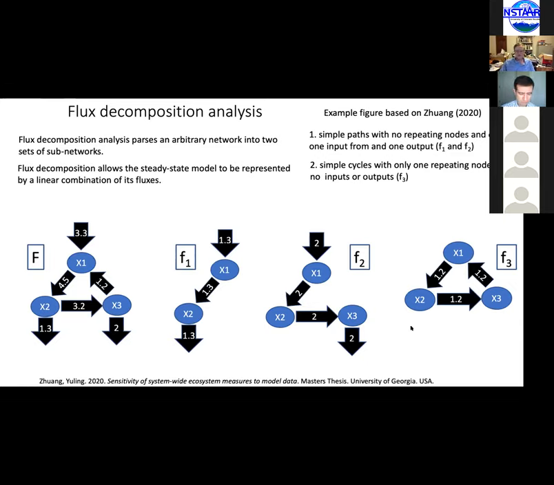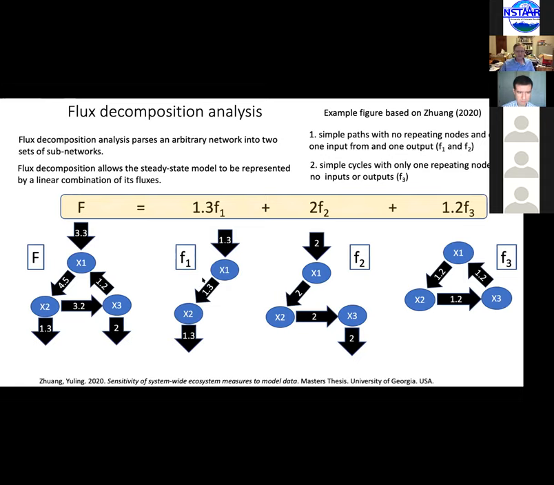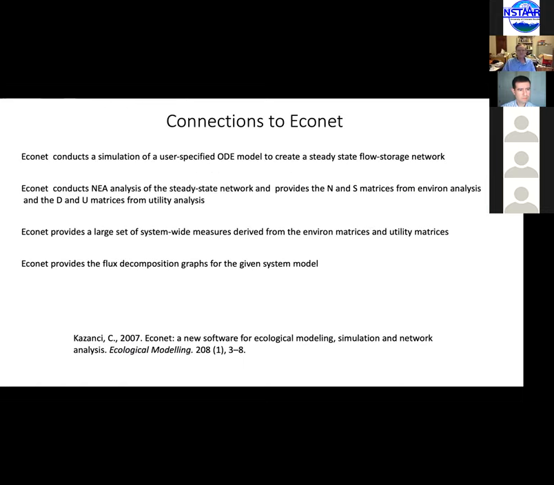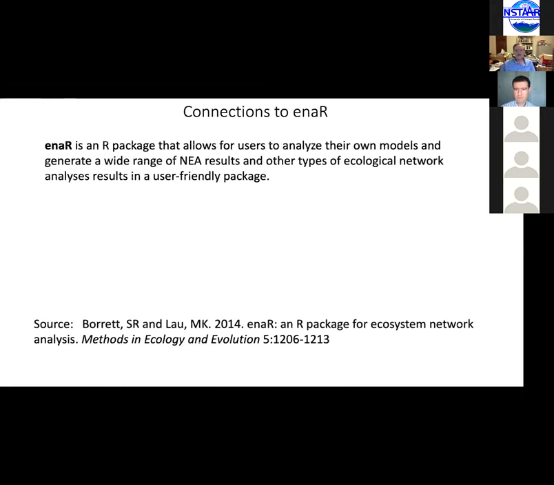And the decomposition, the actual result of this, is that you can represent it as a linear combination of these fluxes. So for this particular model, you can take 1.3 times this flux, quantitatively 2 times this flux, and 1.2 times this flux, which is the cycle, and that will actually reconstitute the original flow, the original model. So very, very briefly, because I've already taken up pretty close to my allotted time and we have limited time here today, Econet basically will allow us to do the analyses and more that I showed here. And ENAR was developed by Stuart Borrett and Matt Lau, and that's the reference for it. You've already got that in the PDF that I emailed you guys.